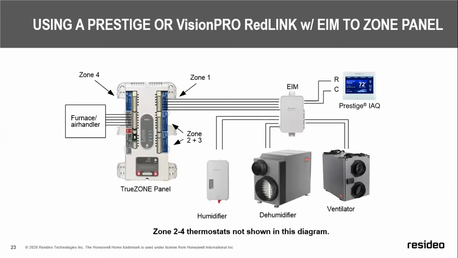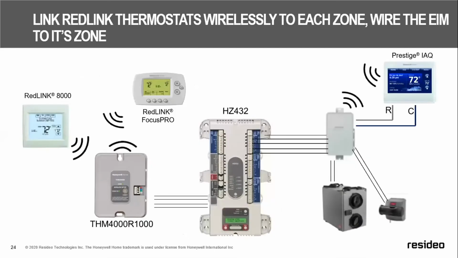Okay, so what we're showing you here is if you incorporate an equipment interface module, now you're going to have a dry set of contacts where you can operate a humidifier, a dehumidifier, or fresh air ventilator. So this allows you to give significant IAQ control to a zoning system. Okay, we'll go to the next slide, please.